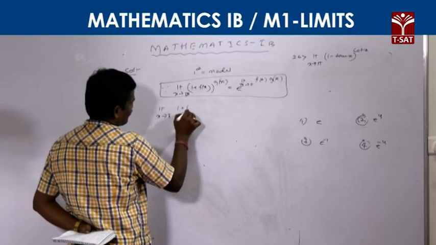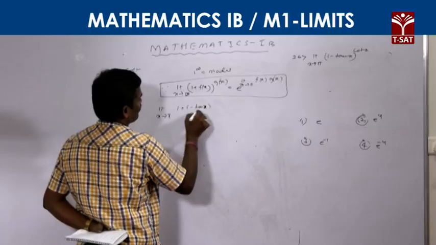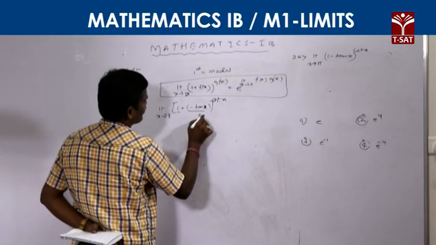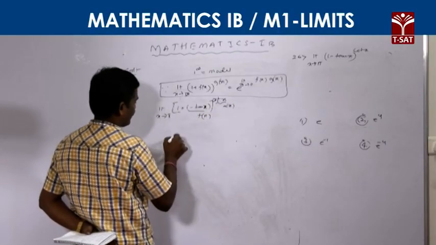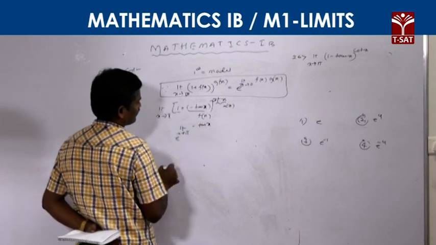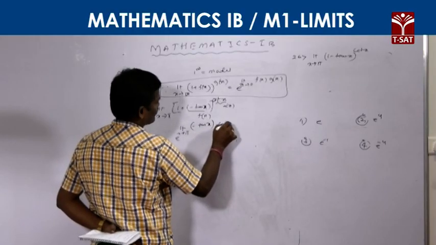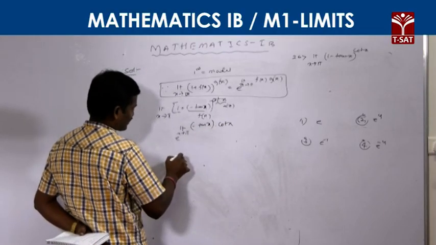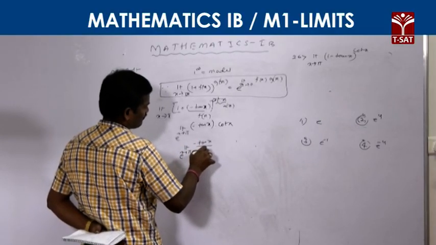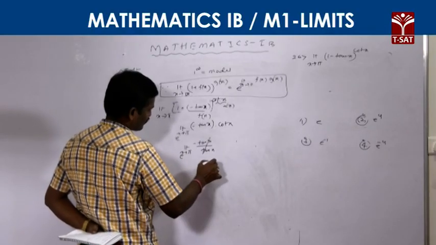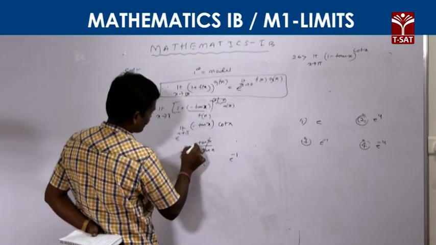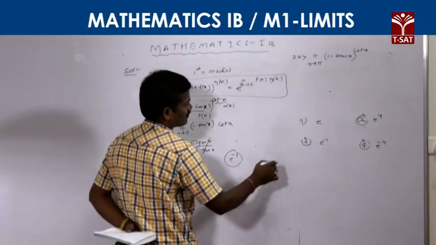So 1 plus minus tan x to the power cot x. So here this is f of x, this is g of x. So here e power limit extends to pi, f of x is what? Minus tan x into cot x, g of x. So this cot x can be written as 1 by tan x. E power limit extends to pi minus tan x, cot x can be written as 1 by tan x. So tan x cancels. So e power minus 1 is the answer. Here minus 1 is there. So e power minus 1 is the answer. That is the third option.